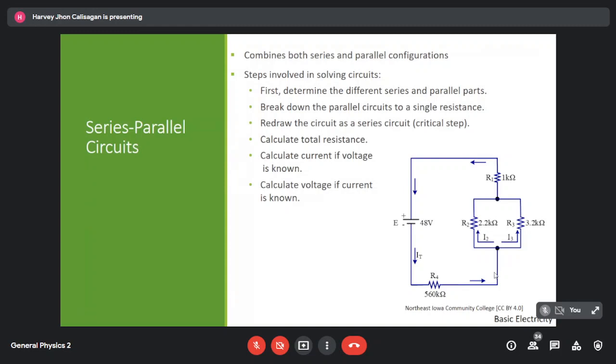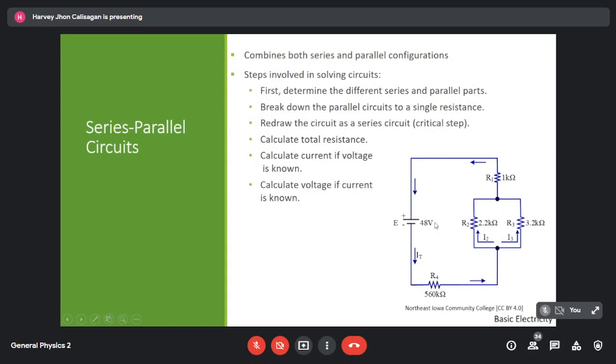And then, we draw the circuit as a series circuit. If we will be drawing this figure, the illustration will be, let's say that the source of the current is coming from the R4. So from R4, it will travel through, after calculating the R2 and the R3, which becomes R23. Okay? And the current here will now be turned into 2.